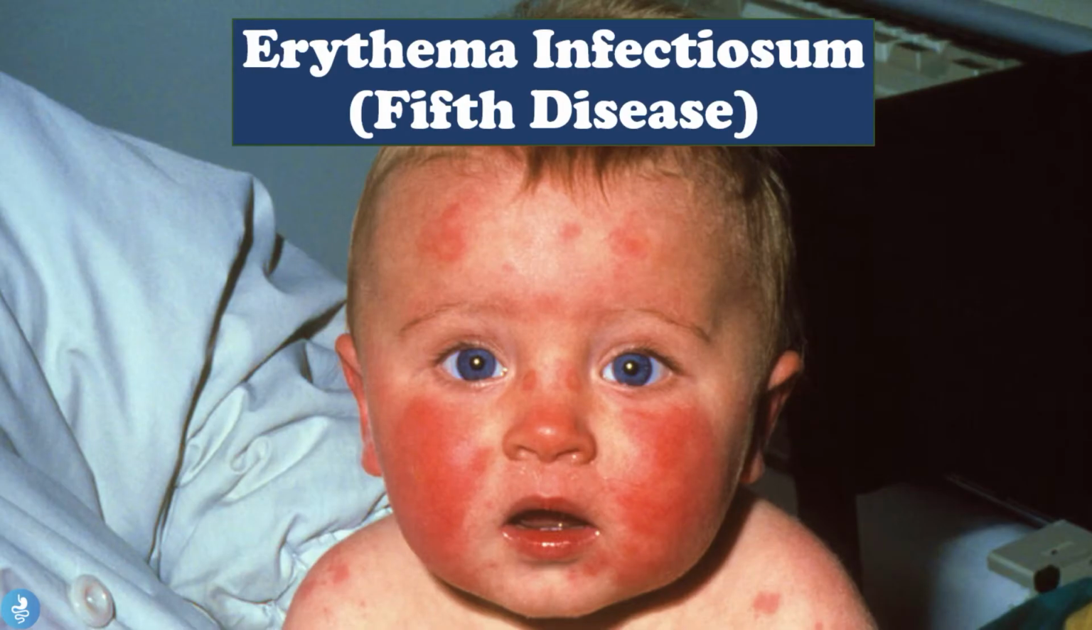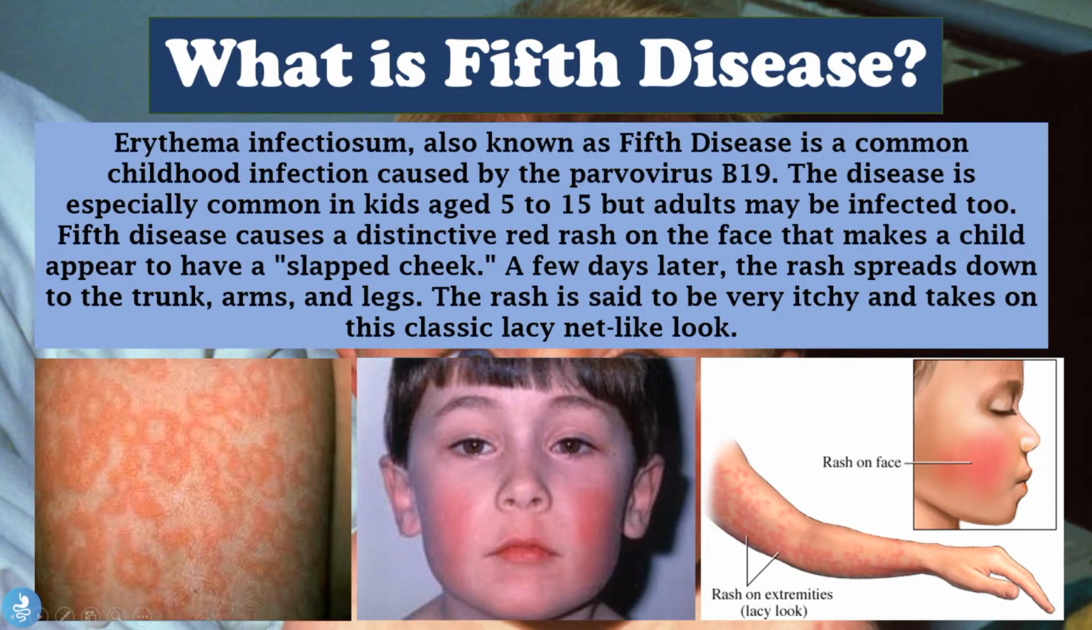In today's video, we're going to be talking about a very interesting childhood disease, and that is Erythema Infectiosum, which is also commonly known as fifth disease. So let's get started. So what is fifth disease? Erythema Infectiosum, also known as fifth disease, is a common childhood infection which is caused by the Parvovirus B19. The disease is especially common in kids aged 5 to 15, but adults may be infected too.